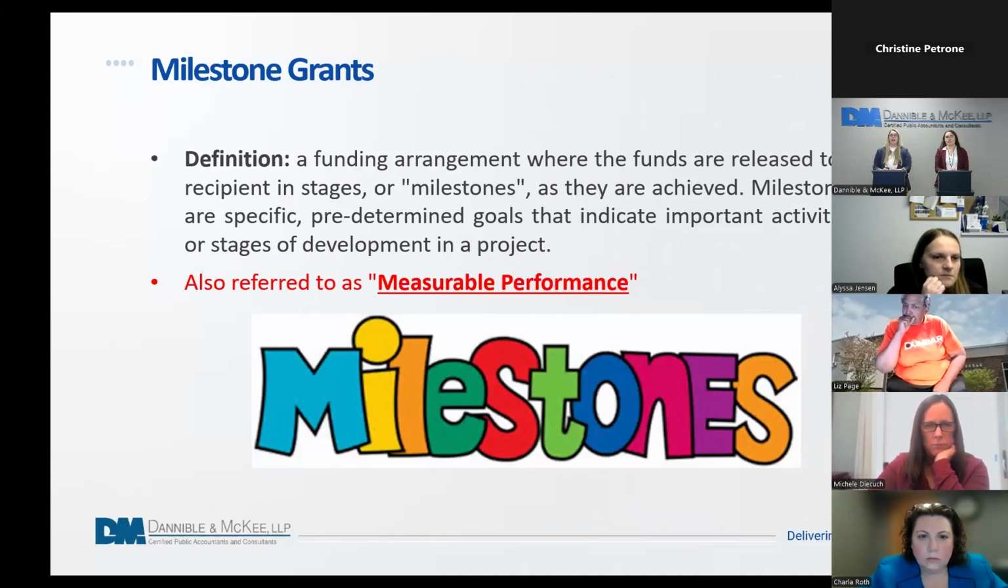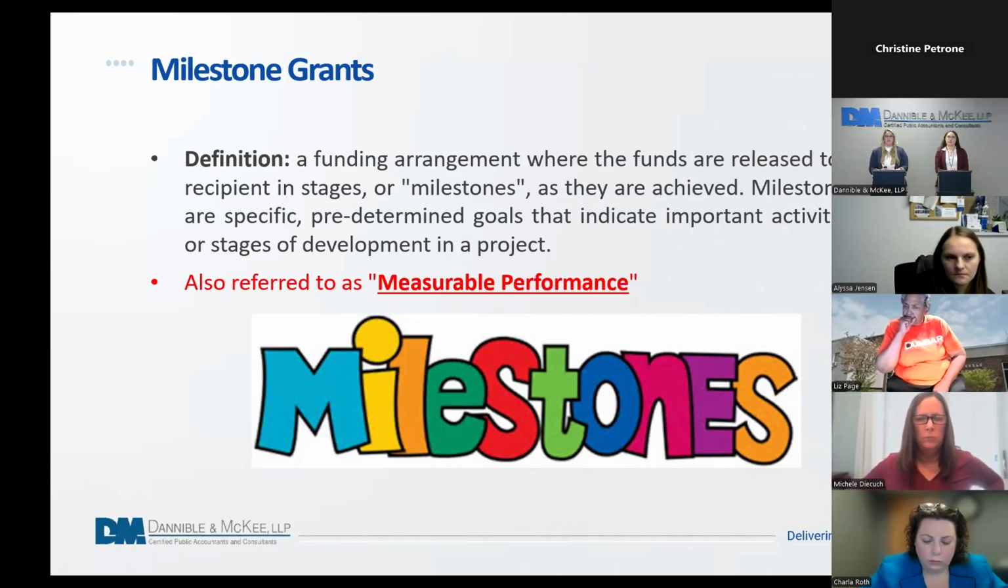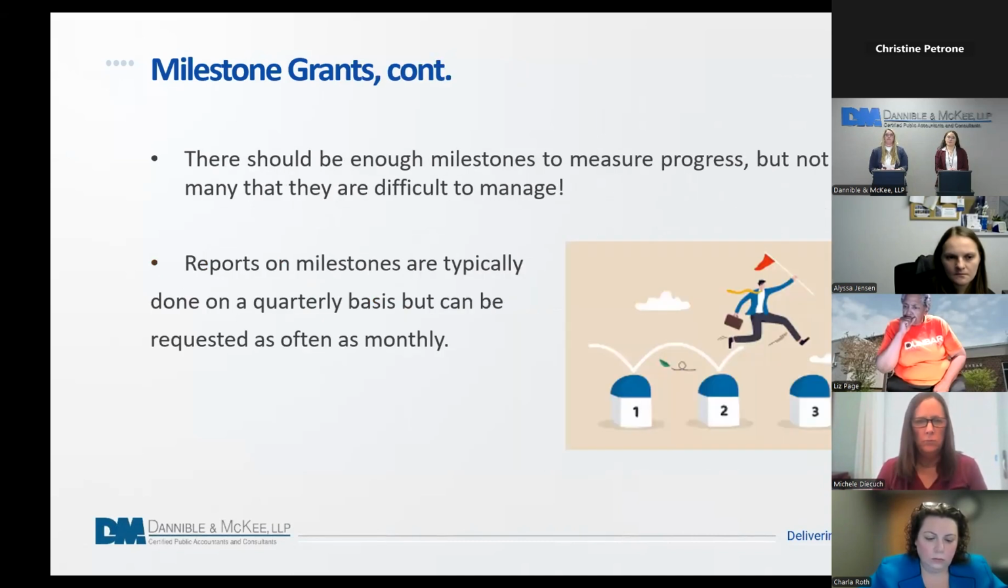So now we're going to get into milestone grants. The definition is a funding arrangement where the funds are released to a recipient in stages or milestones as they are achieved. Milestones are specific predetermined goals that indicate important activities or stages of development in a project. And these are also referred to as measurable performance. There should be enough milestones to measure progress, but not so many that they are difficult to manage.